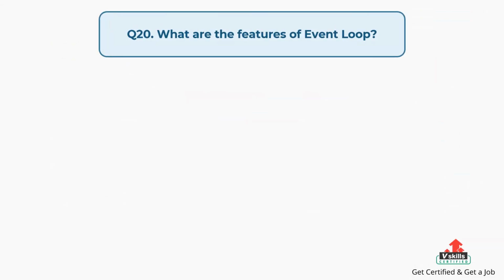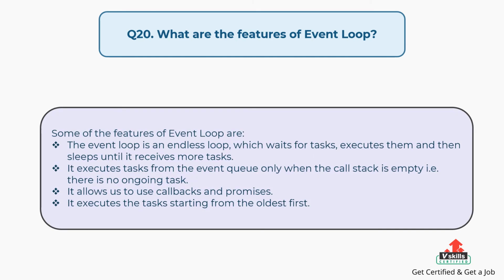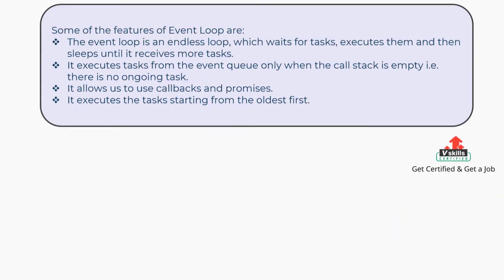Question number 20. What are the features of event loop? The answer is: some of the features of event loop are: the event loop is an endless loop, which waits for tasks, executes them and then sleeps until it receives more tasks. It executes tasks from the event queue only when the call stack is empty. That is, there is no ongoing task. It allows us to use callbacks and promises. It executes the tasks starting from the oldest first.